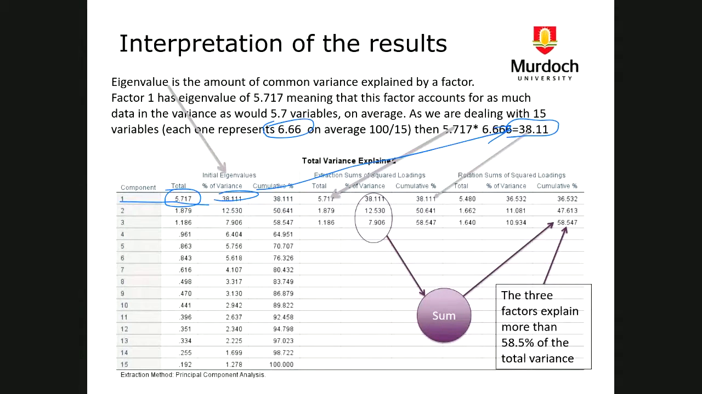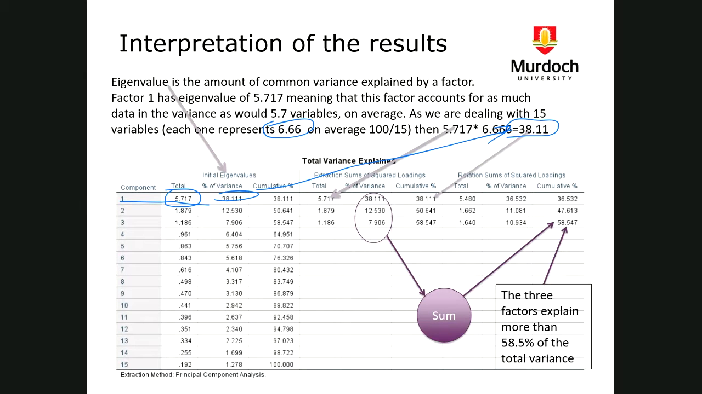I hope now you understand what the eigenvalue means, and what the variance means. Variance percentage is how much this factor can explain of the total variables. And eigenvalue is how many variables are included in this factor of the total variables. I think that this is now clear.